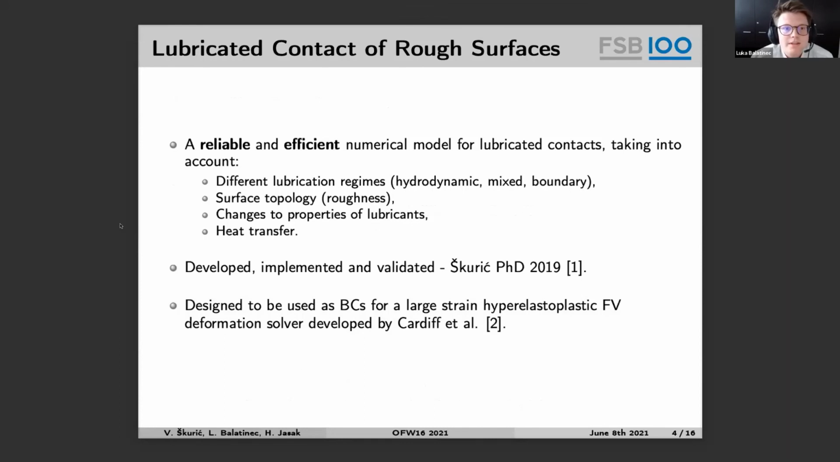To reach our goal, we needed a reliable and efficient numerical model for lubricated contact, which is able to take into account different lubrication regimes, different surface topologies, rheological changes to the properties of the lubricant, and heat transfer. The heat transfer part includes both solid-to-solid and solid-to-fluid heat transfer. We successfully developed, implemented, and validated the model, and all the information can be found in Mr. Škurić's PhD thesis, referenced here. Our final goal was to use the developed model as a boundary condition for a large strain hyperelastoplastic finite volume deformation solver developed by Cardiff et al.